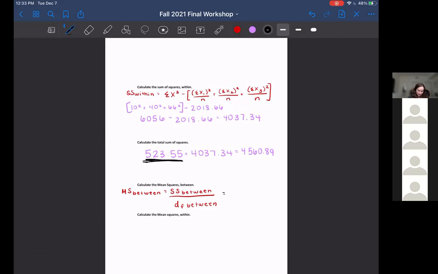Okay. So 523.55. What was our degrees of freedom between? Can anyone tell me? 2. 2. Yes. Okay. So then 523.55 divided by 2 is what? 261.775. Good. So let's just do 2 decimal points. So 261.78. Yes.